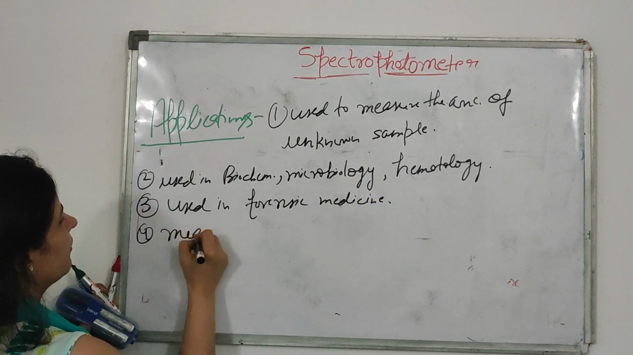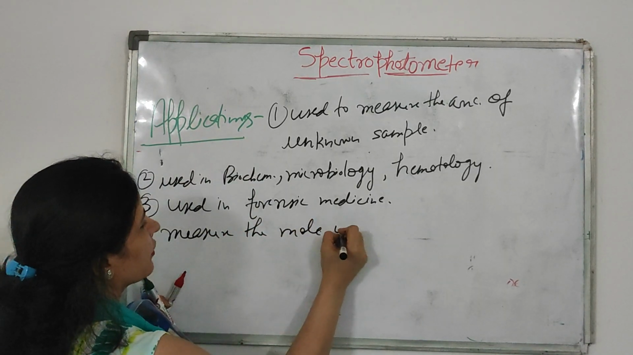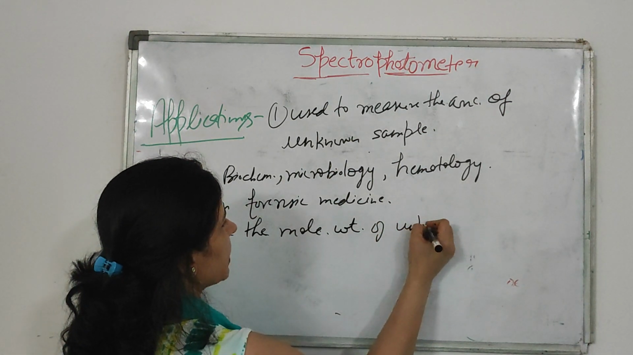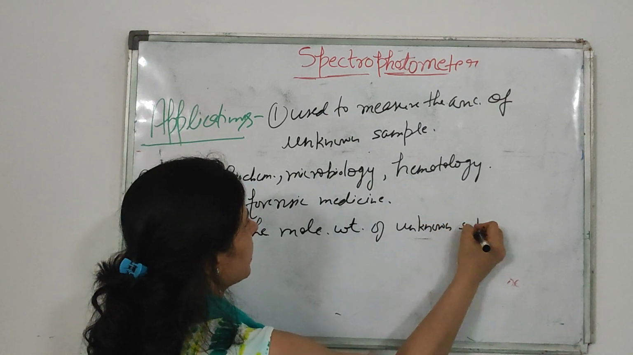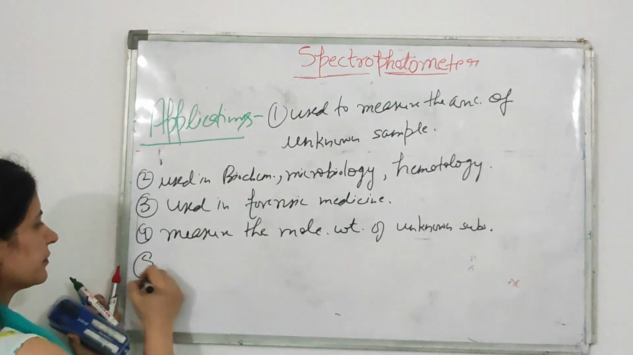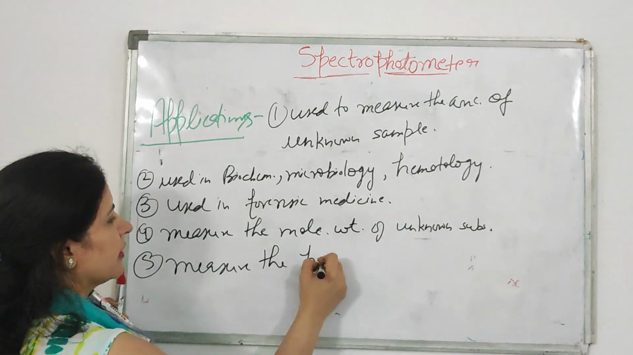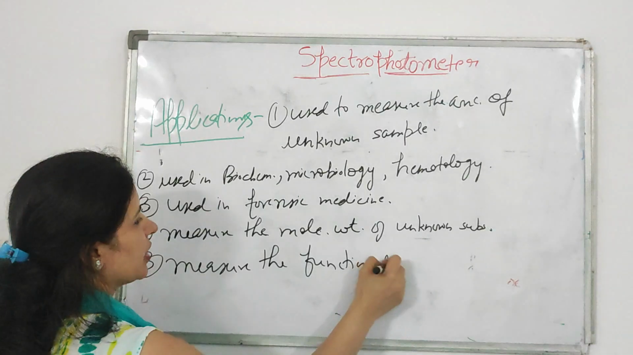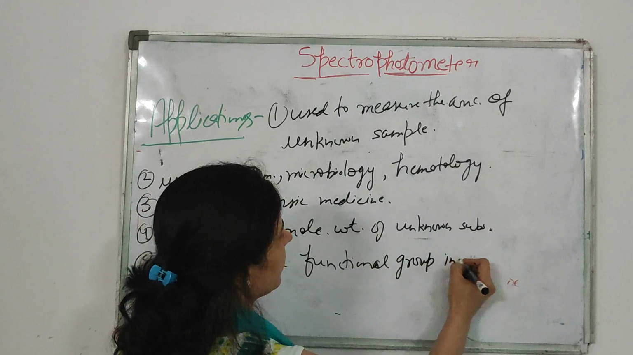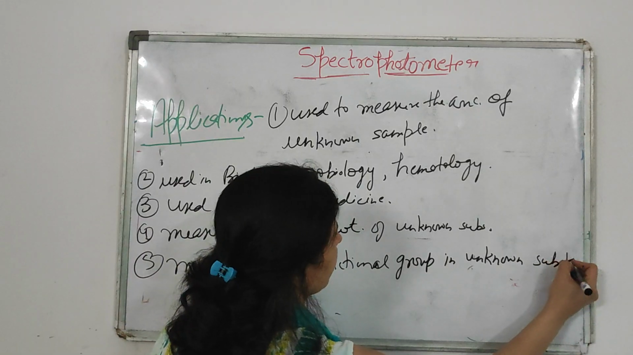Where else is it used? You can measure the molecular weight. With the help of the spectrophotometer, you can measure the molecular weight of an unknown substance. Then you can also measure the functional group of any unknown. If you want to know which functional group is present in a particular substance, then you will use your spectrophotometer.